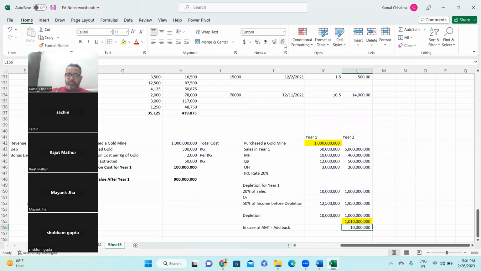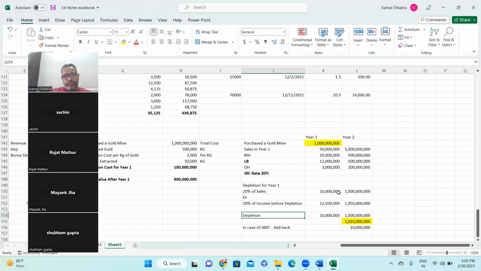And on this you need to pay minimum tax, which is 15%. Sir, do we have to mention that we have taken 20% of sales or 50% of income? This will be given to you in the question. And the depletion is on basis. If both of the amounts came the same, you can choose either one. It does not make any difference.